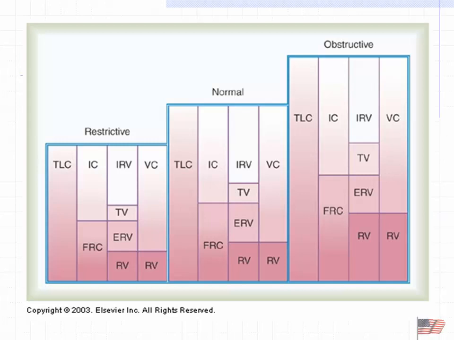Lung boxes, right? With restrictive disease, everything is compressed. With obstructive disease, because I can't fully exhale, I have a lot of trapped gas, specifically residual volume and FRC being increased.